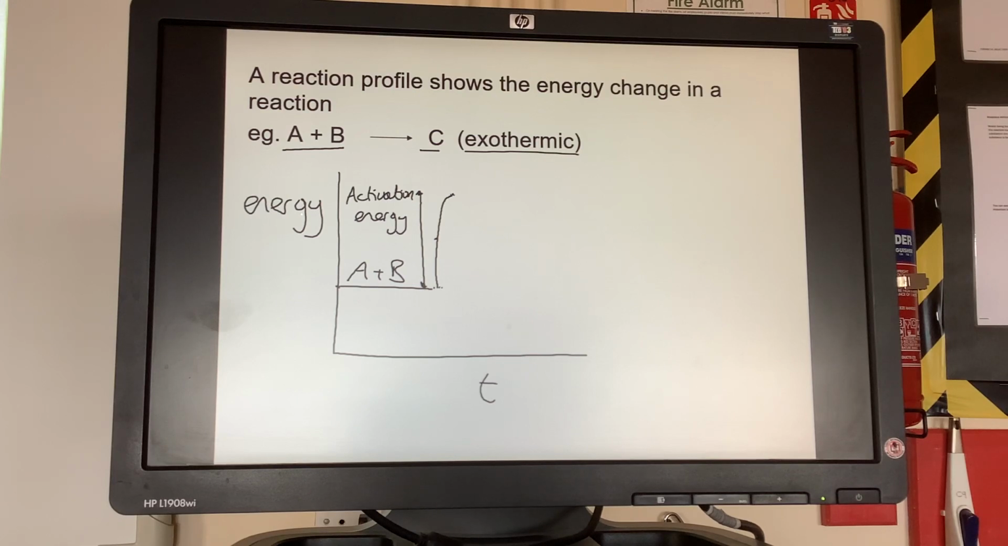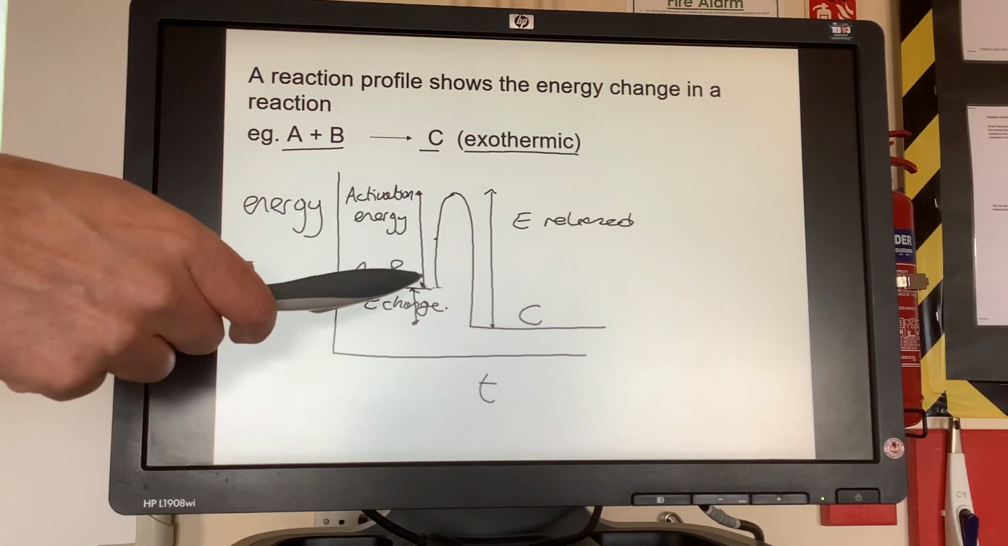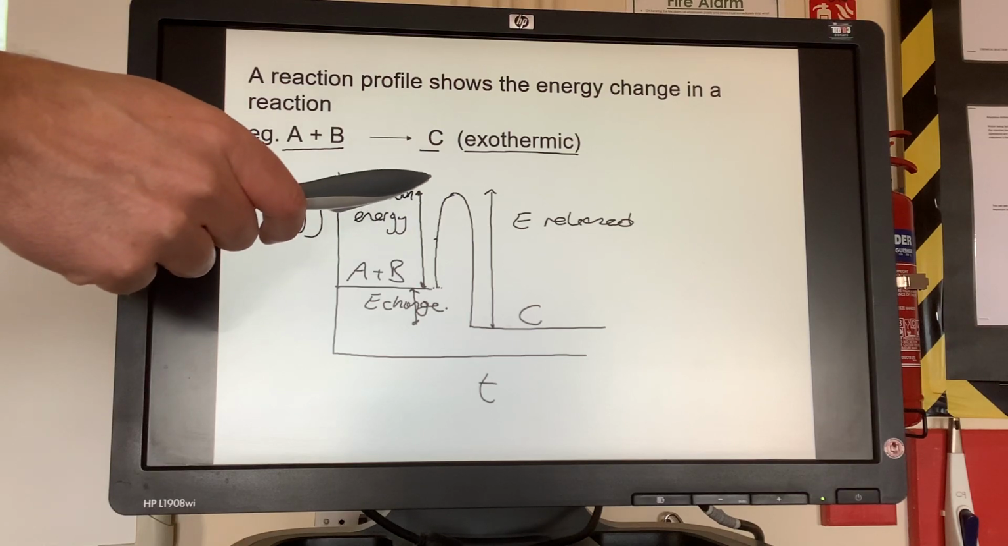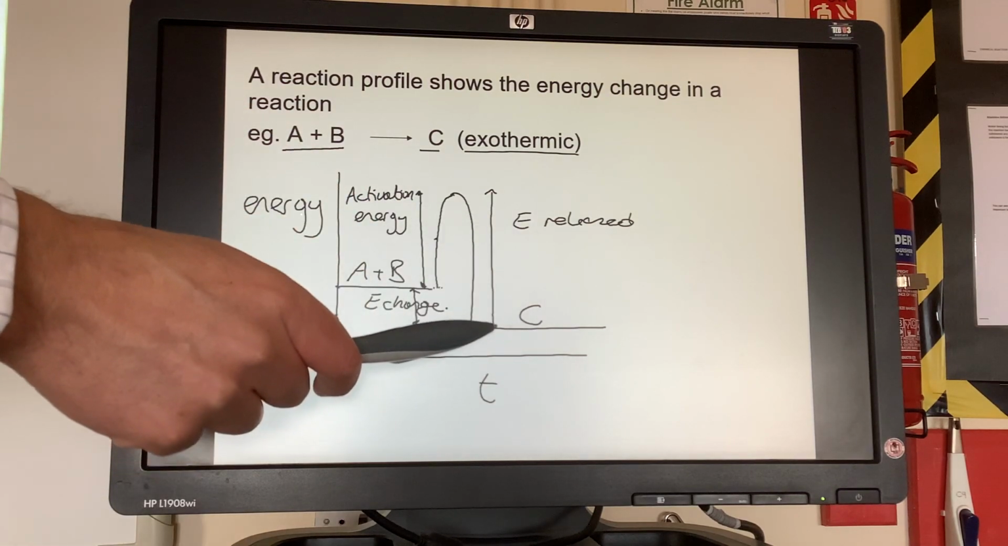But once I've broken those bonds, new bonds are made. If you remember, when new bonds are made, energy is released. So we put some in, and then energy is released. And I end up with my product of C. I put energy in, the activation energy. Then we've got the energy that's been released. And you can see some went in, but even more came out. And if we look here then, this now becomes our energy change. So we've put some energy in, we've broken the bonds, and then even more energy has been released.